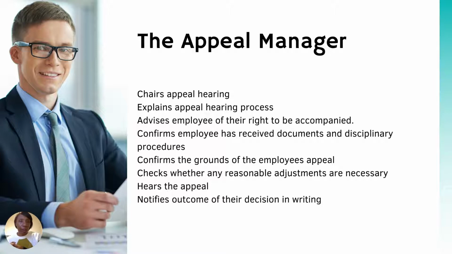And the last role is that of the appeal manager. So the appeal manager will chair the appeal hearing, explain the appeal hearing process, advise the employee of their right to be accompanied, and so forth. They will confirm the grounds of the employee appeal, hear the appeal, and notify the outcome of their decision in writing, again within the specified time outlined in the disciplinary policy. So those are the 8 key roles in a disciplinary process. There may be other roles depending on the nature of the issues at hand, but generally speaking, those are the key roles.